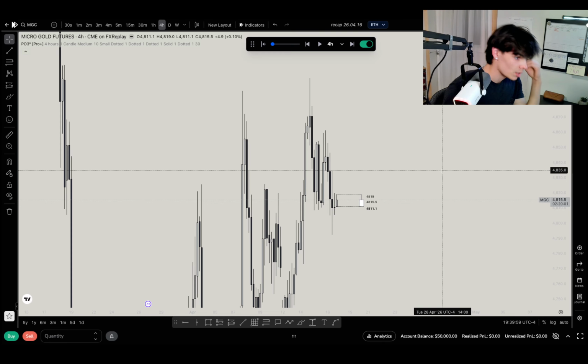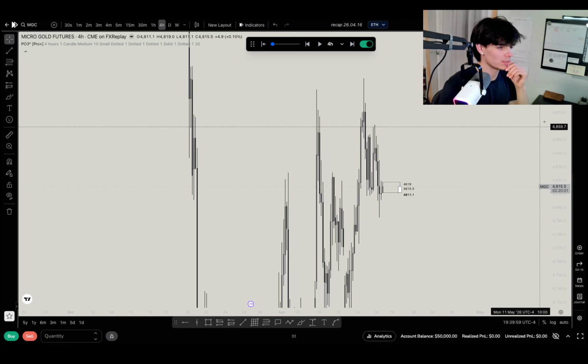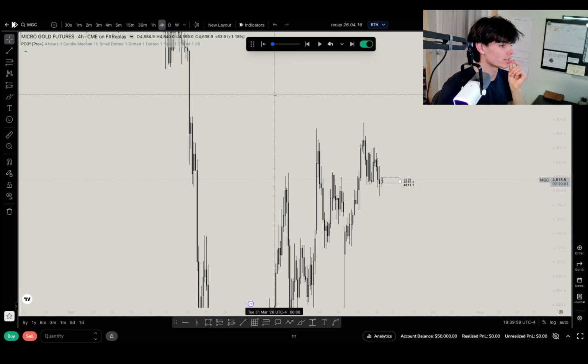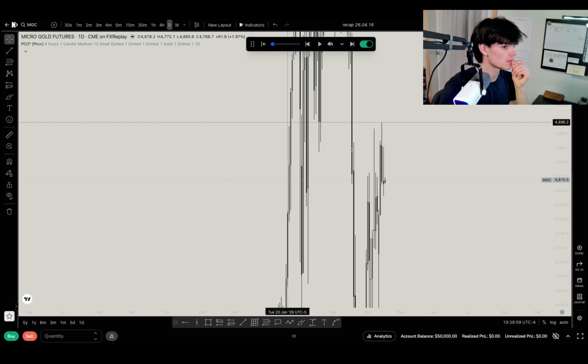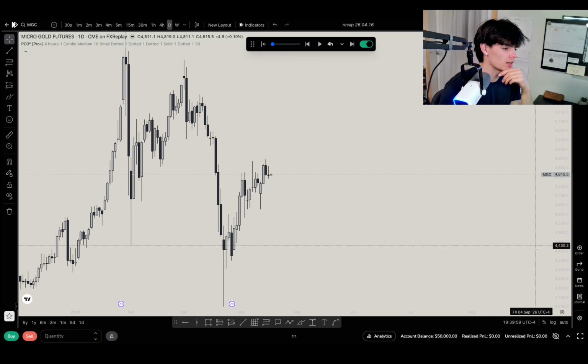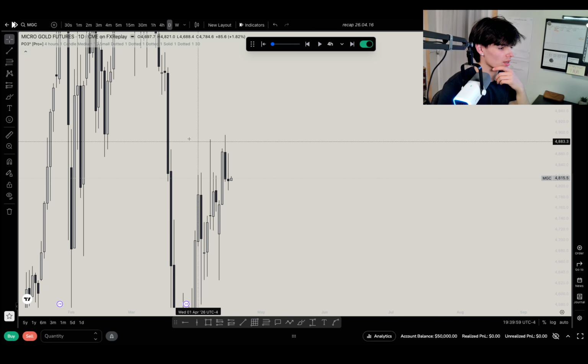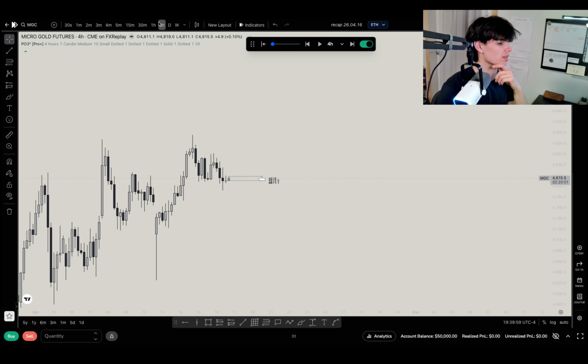Yep. So first, I'm just gonna get into bias. For my bias, I was pretty bearish. The reason for that is if we go into the daily time frame, we basically swept this intermediate high. So basically a high inside a gap, we wicked it. So that's like the first confluence.